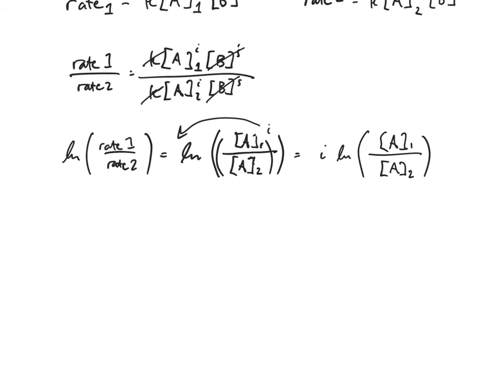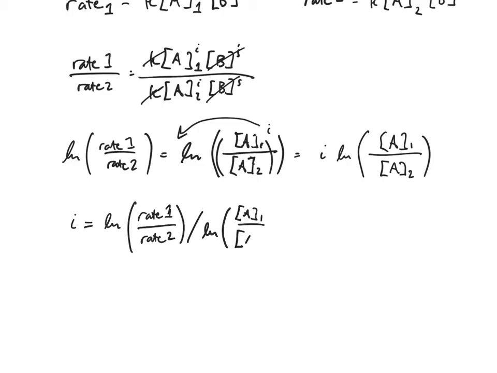there we go. So at this point, we've measured the two rates experimentally, and we've measured the two concentrations experimentally, and we can algebraically rearrange, and we get the log of rate 1 divided by rate 2, and then inside this one, concentration of A in the first experiment, concentration of A in the second experiment, and that's how we find i.